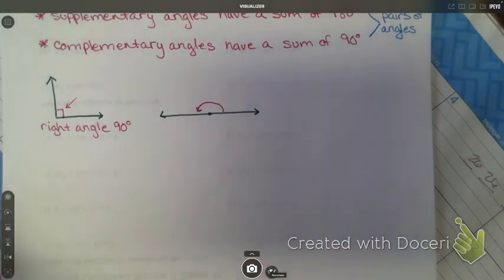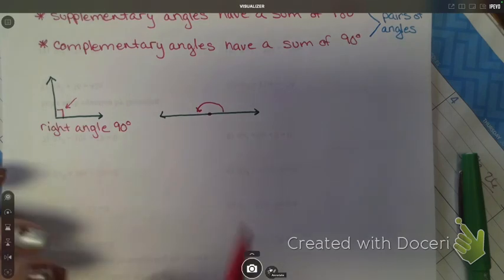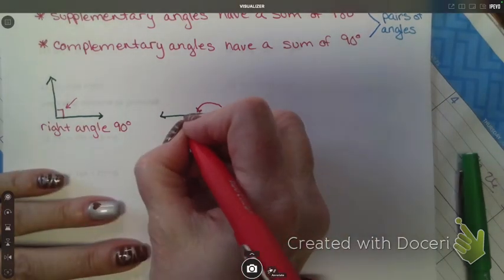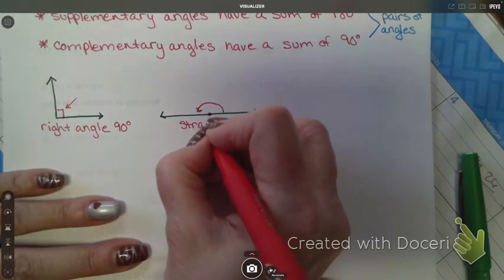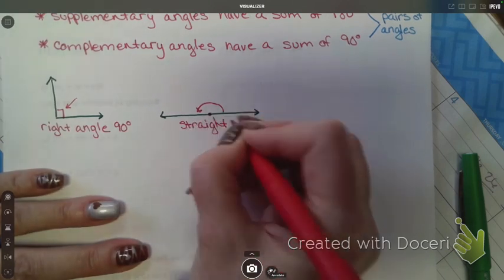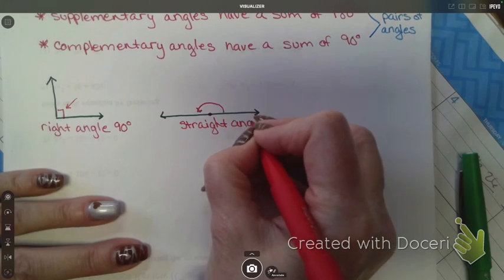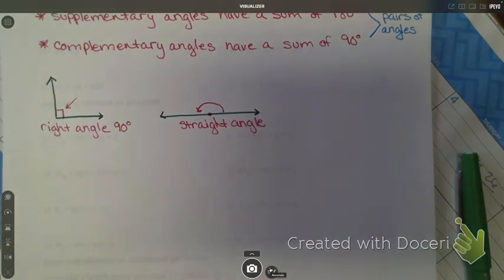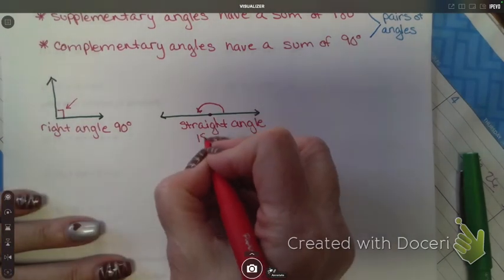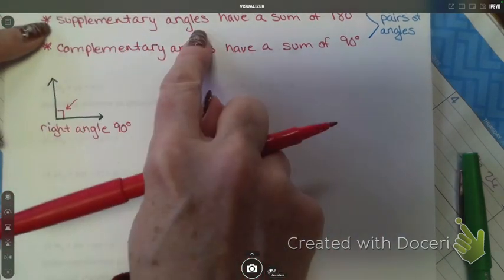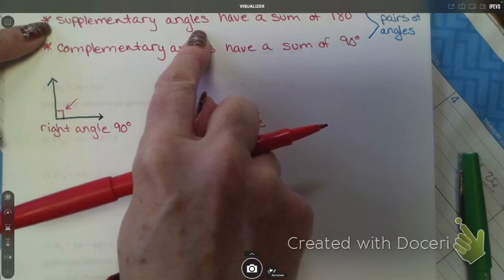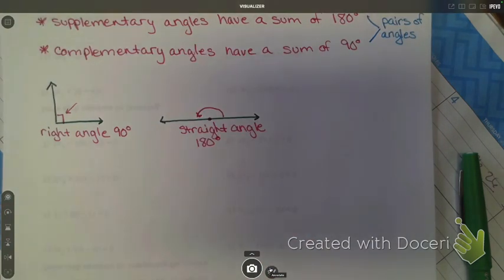What's this one? A straight angle. It would be supplementary if I had 2 angles. Does that make sense? Supplementary is the sum of 2 angles. So this one is just a straight angle. It is 180 degrees. Supplementary angles can also be called linear pairs because they make a line, and linear means line.